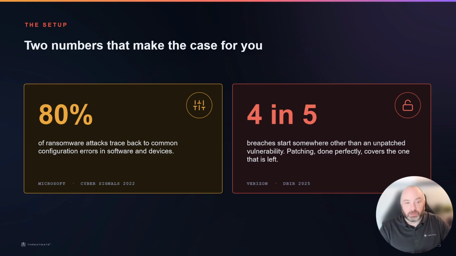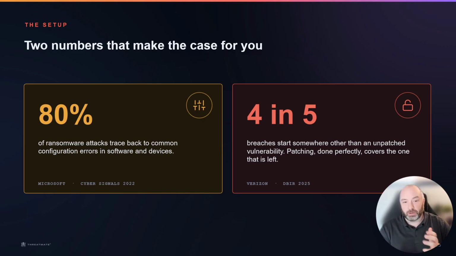Now, that's a few years old. So, taking a look at a more recent study that Verizon published, their documents are fantastic on this. If you haven't read any of the Verizon guides, there's lots of great data in them. What they've recently published is saying that 4 out of 5 breaches start somewhere other than an unpatched vulnerability. So what this is saying is that patching done completely perfectly still only covers a fifth of the ways that attackers can get into a network.